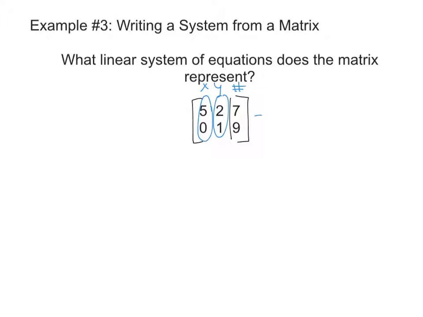So my first equation should be 5x plus 2y equal to 7. And for the last one, I wouldn't write anything for x because there is no x represented, so I would just say y equals 9. And that would be our system. And we're actually done.